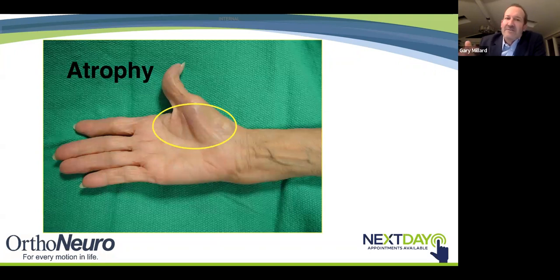This is a picture of the thenar atrophy. If anyone's listening, if you look at the base of your thumb, you can see a fairly well developed muscle area there. This small circled area shows you the sign of atrophy in those muscles. That is a sign of severe carpal tunnel.